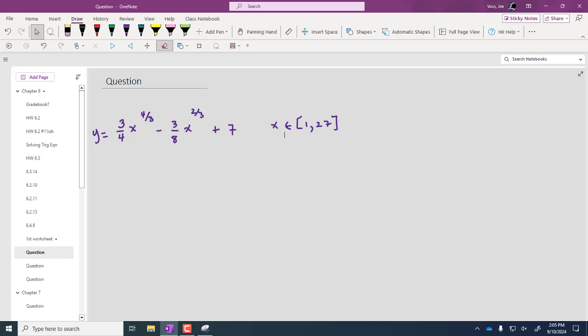So anytime we're finding arc length or surface area, we know that we need a derivative. So that's where we're going to start. We'll take the derivative before we do anything else. So let's go ahead and do that derivative first.